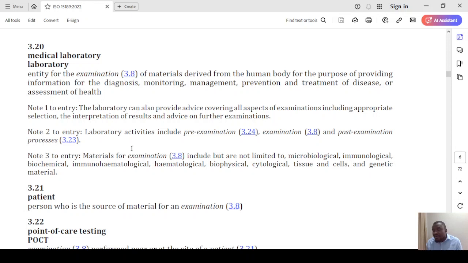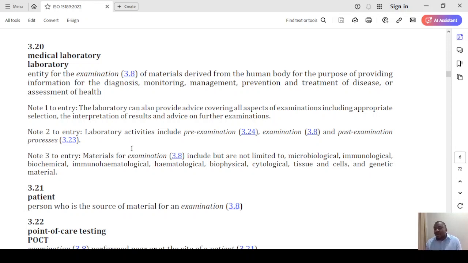Now let's look at a medical laboratory. A medical laboratory is an entity that is used for examination of materials that are got from a human. And these materials are either going to provide diagnosis, monitoring, management, prevention, treatment of disease, or any other function. So if you're talking about a human being, that is a medical laboratory. If we're talking about animals, that's a vet lab. But for human beings, it is a medical laboratory.